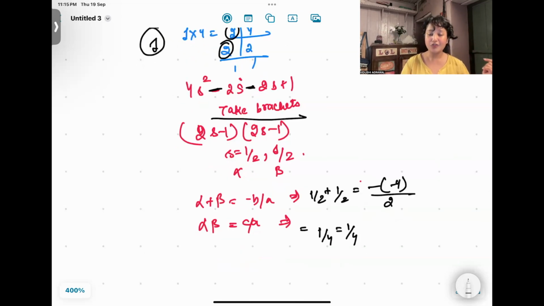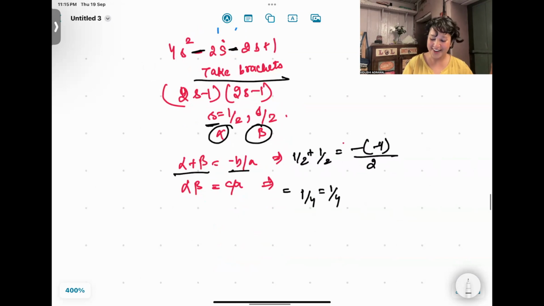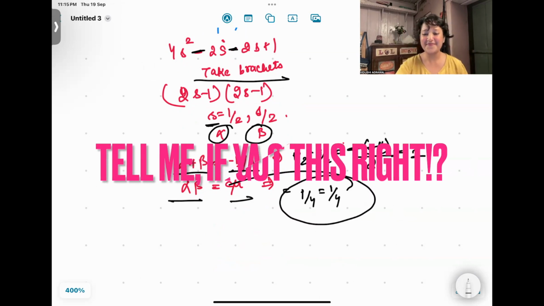Then your S should be equals to 1 upon 2, 1 upon 2. So my alpha is 1 upon 2, beta is 1 upon 2. Then alpha plus beta equals to minus b upon a, alpha beta equals to c upon a. And be careful, here should be minus and minus. You'll be getting answer 1 in your first case, and then in the second case, 1, 4, 1, 4. Done.